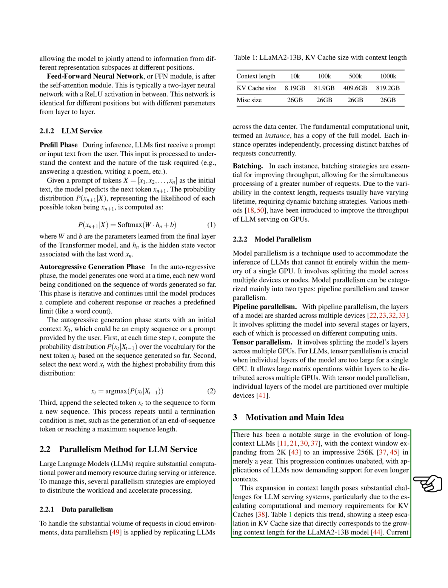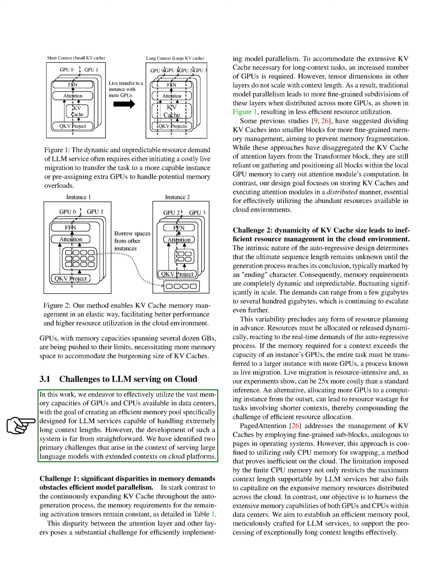This trend is evident in the Llama 2-13b model, where the KV cache size increases in direct proportion to the growing context length. Current graphics processing units, GPUs, with memory capacities of several dozen gigabytes, are being stretched to their limits, requiring more memory space to accommodate the growing size of KV caches. In this study, we aim to make the most of the vast memory capacities of GPUs and central processing units, CPUs, available in data centers. Our goal is to create an efficient memory pool specifically designed for LLM services that can handle extremely long context lengths. However, developing such a system is not straightforward.